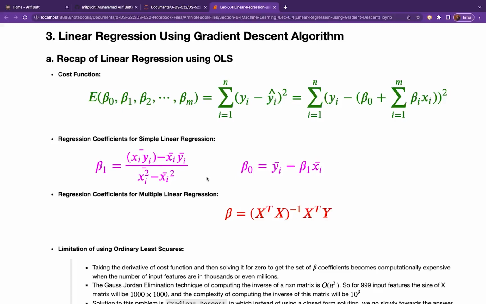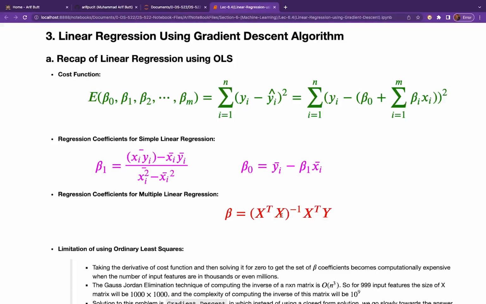Similarly, for multiple linear regression having two or more feature variables, we use the matrix formulation. We use matrix algebra to calculate the derivative of the same cost function, and finally we arrived at this matrix formulation to compute all the betas as a vector, and this closed form solution is shown in red over here.